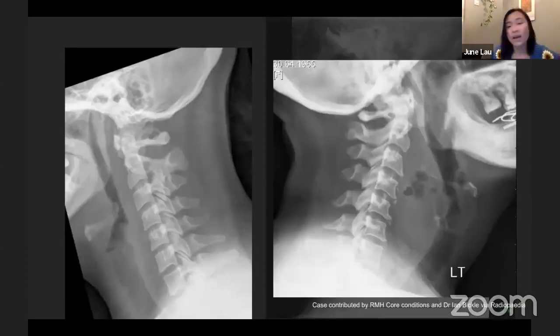Right, last one. Now we are happy with the alignment, we're happy with the bones, we are happy with the joint spaces. I want you to tell me what looks odd and what do these two neck x-rays have in common?